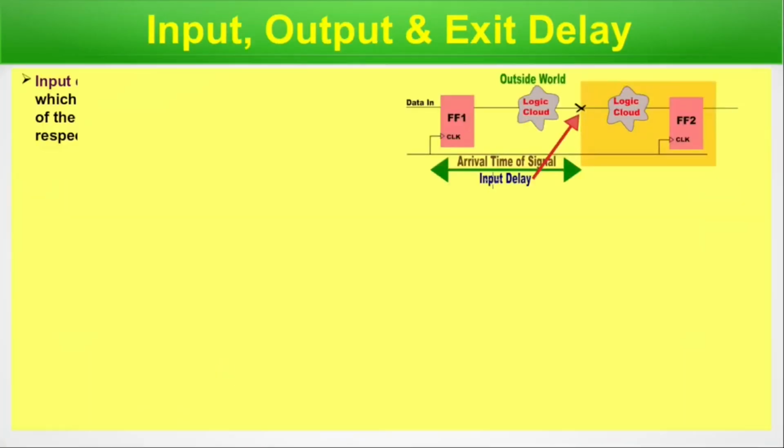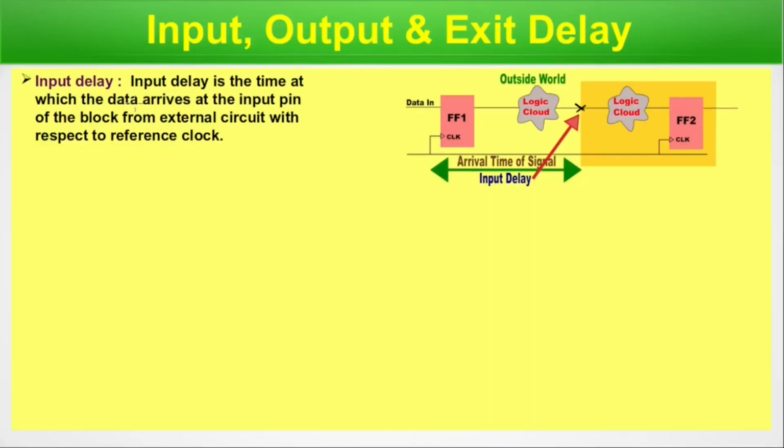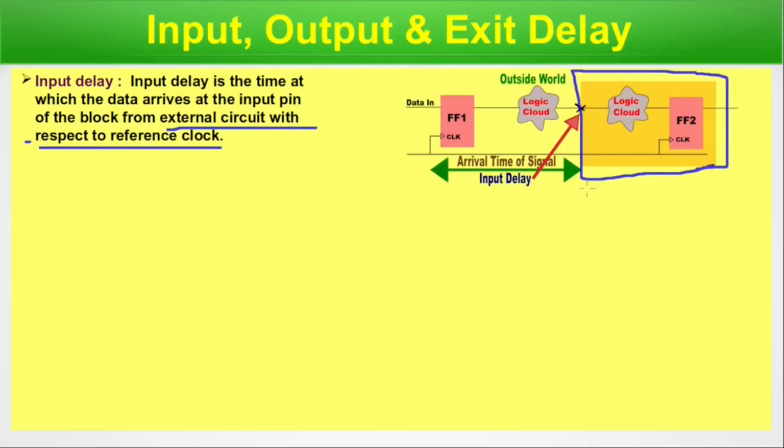Input, output and exit delay. Input delay is the time at which the data arrives at the input pin of the block from the external circuit with respect to the reference clock. So from the outside world, this is the system, and this is the input pin from where the signal goes into that system. The time required from that external point to this point is the arrival time of the signal, that is the input delay.